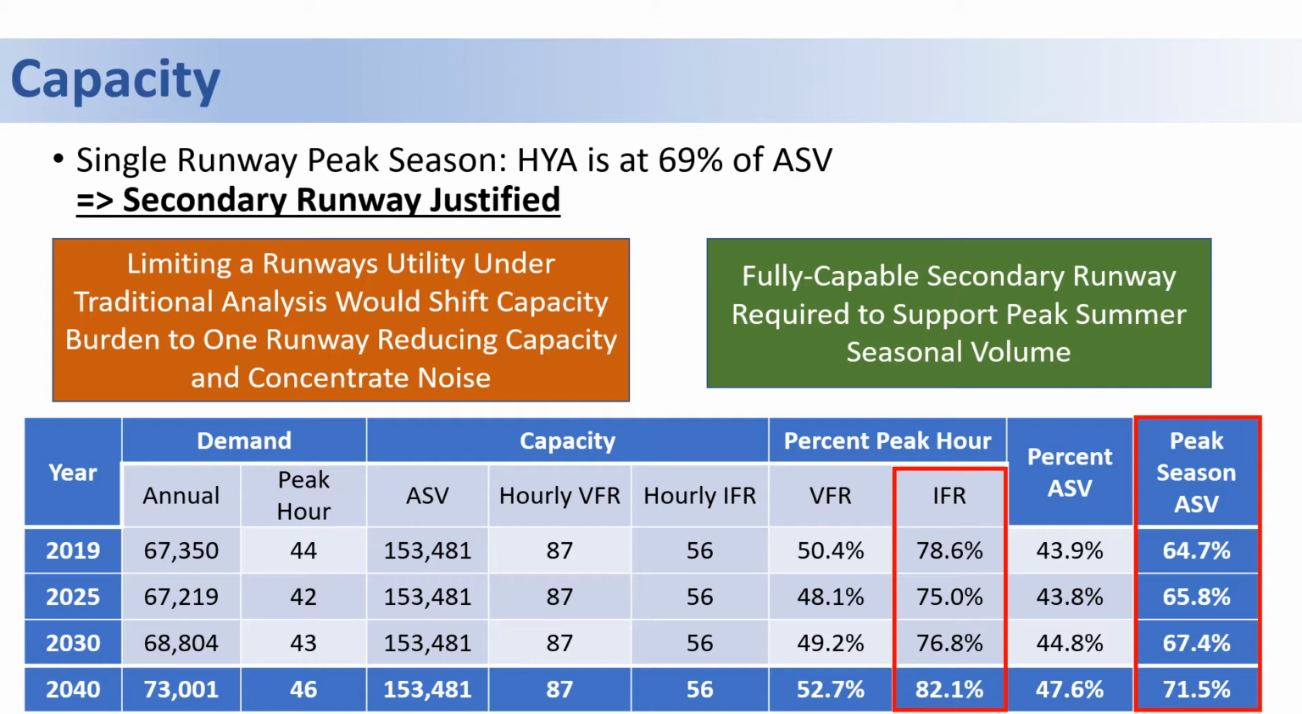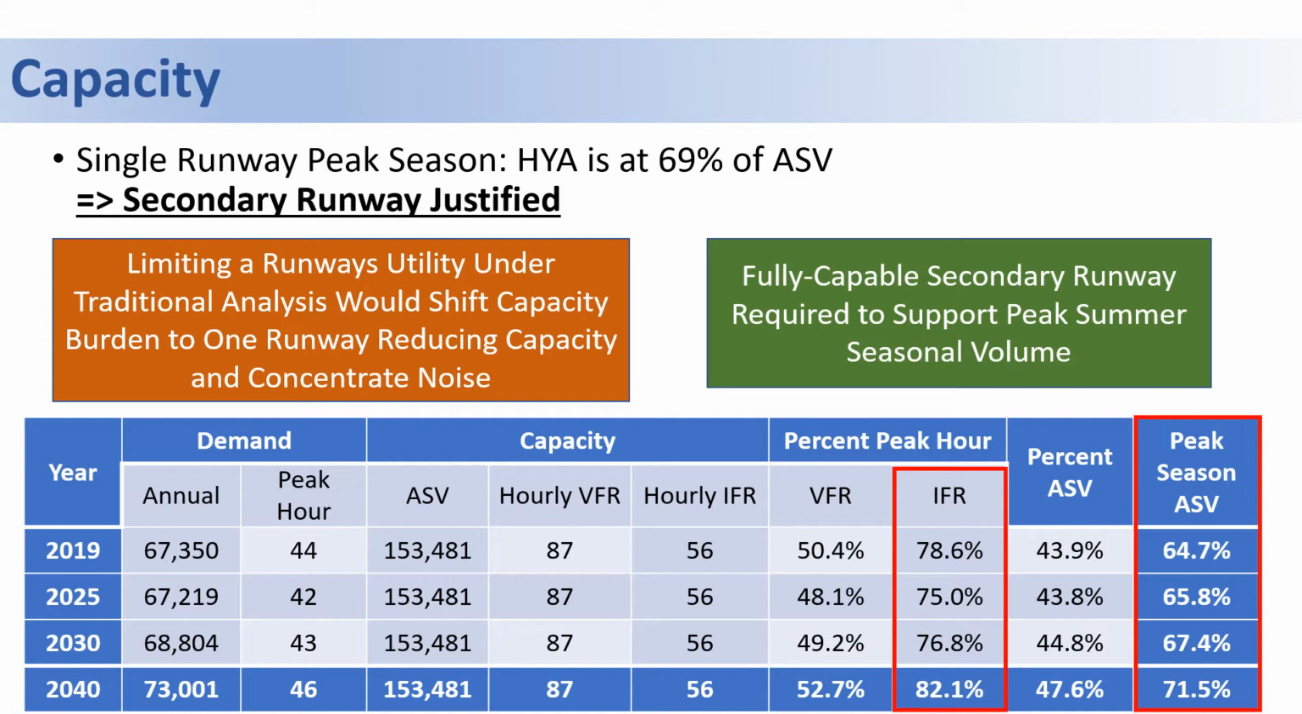The airport capacity analysis is another highly technical piece of the puzzle when looking at airside requirements. The FAA requires that on an annual basis, anytime an airport exceeds 60% of their theoretical capacity, which is known as the annual service volume, or ASV, the airport should plan capacity improvements. On an annual basis, the airport does not come close to that 60% threshold. However, when looking at the peak summer season and the peak season annual service volume, we do exceed that 60% threshold, meaning it's important to consider capacity.